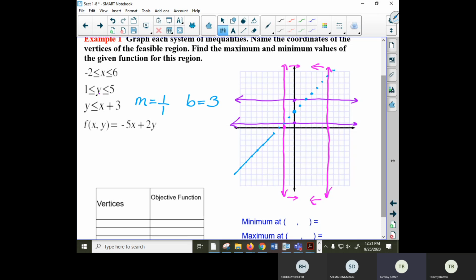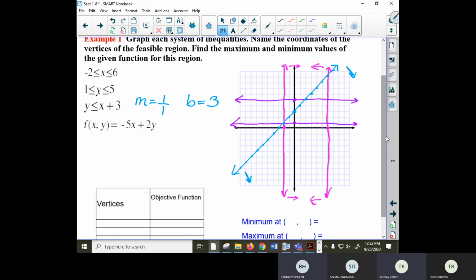And these are just going to be solid lines. Today, all of our lines are going to be solid. We shouldn't have any that are dashed today. Okay? And this is less than or equal to. Do you guys know, if it's less than, do we shade above it or below it? Below. So we're going to shade below here, all right?